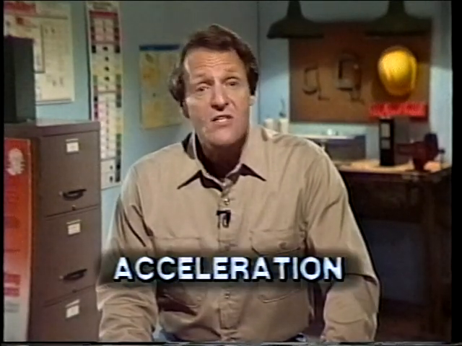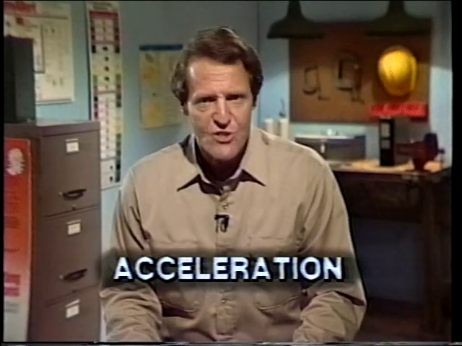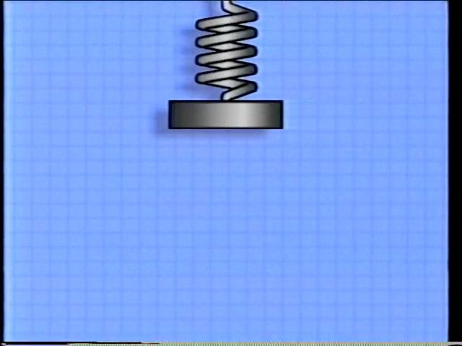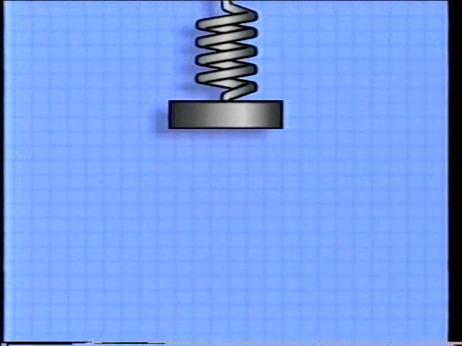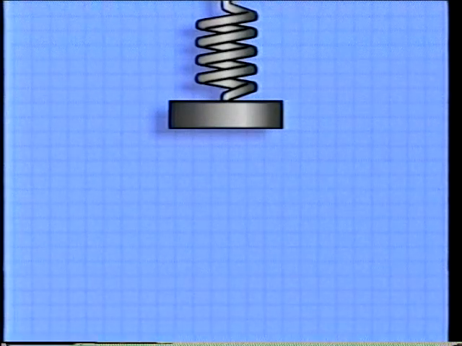There's another term that's often used to describe certain aspects of vibration. That term is acceleration. Acceleration is a measure of how fast an object changes speed. Acceleration is often expressed in inches per second squared. Inches per second squared means that an object's velocity increases at a certain number of inches per second for every second that passes. For example, suppose the block travels downward from here to here. As it moves, its speed increases or accelerates.